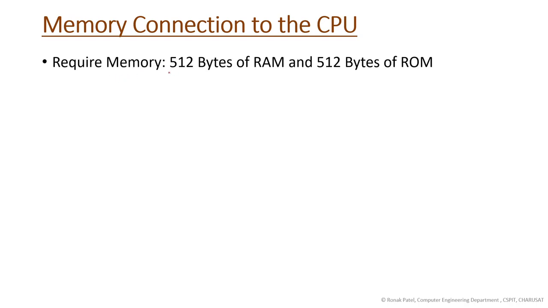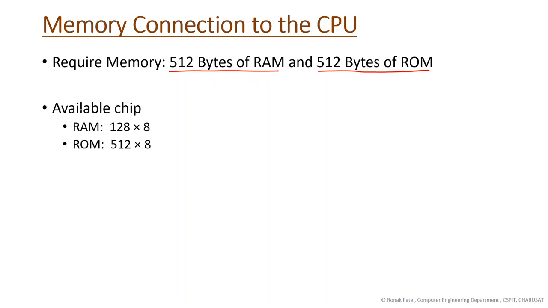Now let's see the connection of CPU and this memory. Okay, so we want to build 512 bytes of RAM and 512 bytes of ROM. My main memory is 1 GB. Out of that 1 GB, 512 bytes of RAM and 512 bytes of ROM. The word size is 1 byte. Now the chip that I have is the RAM 128x8, which you have seen. That RAM is available with me. And ROM 512x8, this specification is available with me, and I can use n number of RAM of this specification and number of ROM of this specification, right?